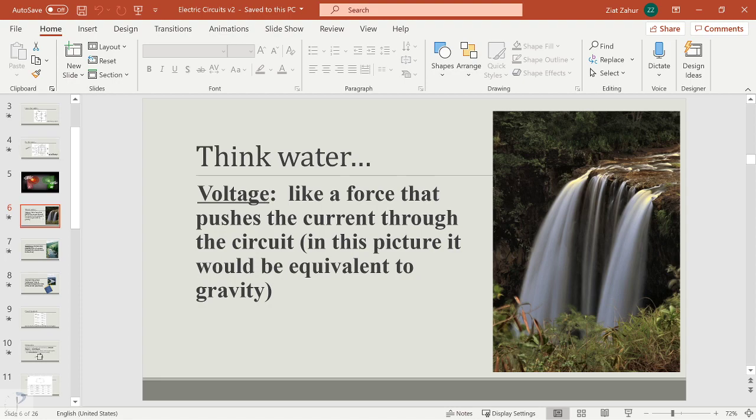All right. So there are a couple of terms that we need to know going into circuits, and these are similar to terms we've talked about in electrostatics. So voltage, now it says it's like a force. It's not really a force. The force is the electric force. Voltage is more like the potential difference, right?